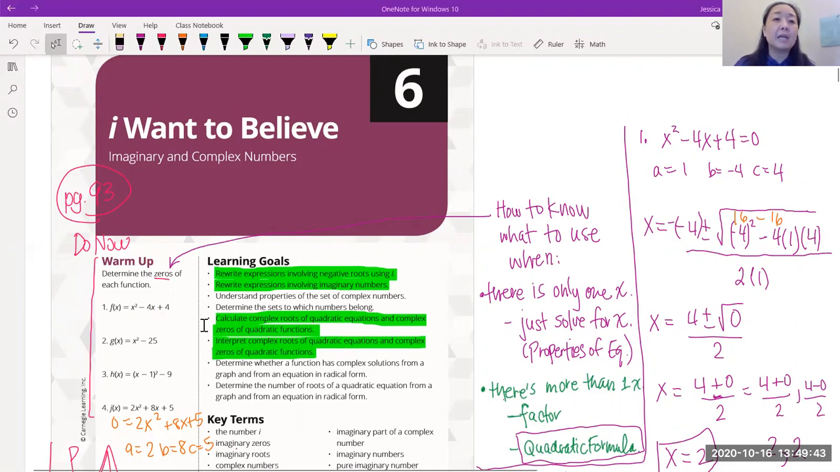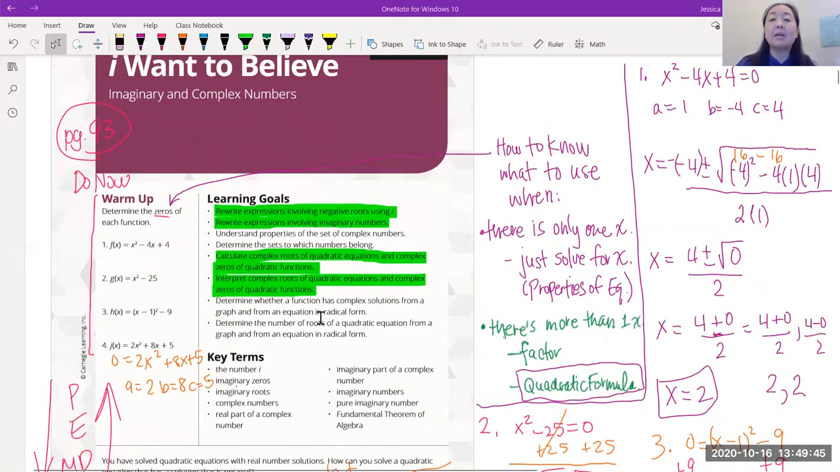So the warm up here today took a little bit of time, but again, if you're being asked to determine the zeros of each function, I would put this in your notes somewhere. A lot of people are having questions about what to do when. So this is how to know what to use when. When there's only one x, so basically x is only in one place.